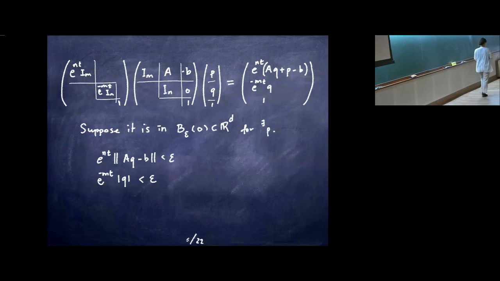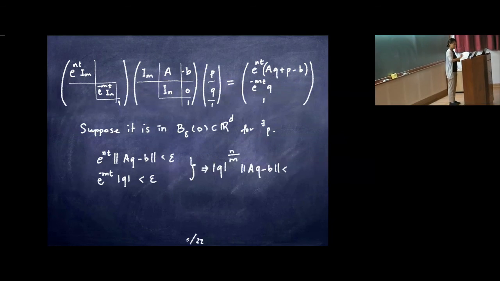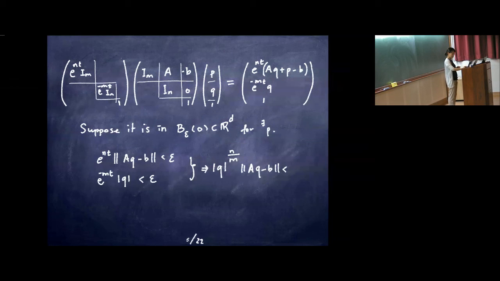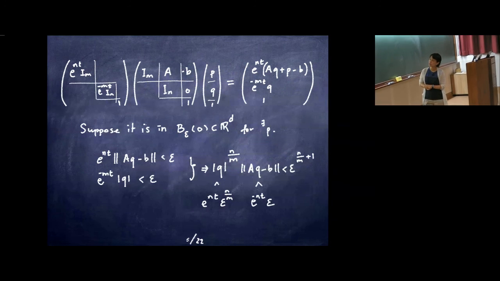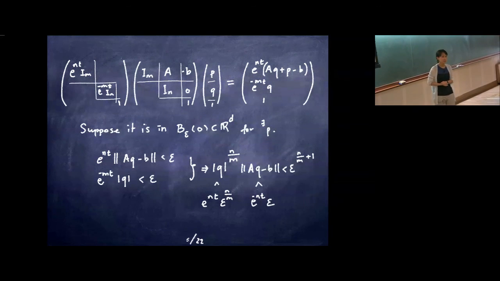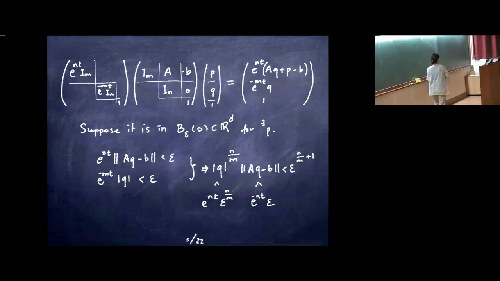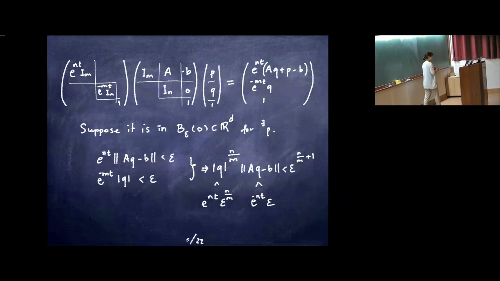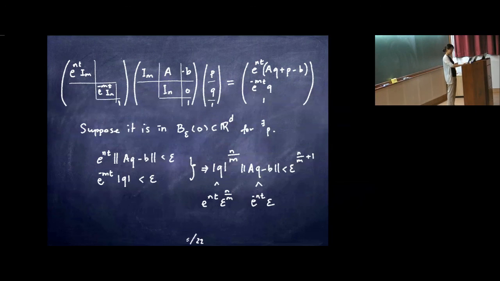So if you combine these and raise the q term to the power n over m and multiply, it is bounded by e to the nt times epsilon to the power n over m, and the second part is bounded above by e to the negative nt times epsilon. So altogether the e to the t part will cancel out, and we'll have only epsilon to the n over m plus 1. So that's how we get a not-bad vector.